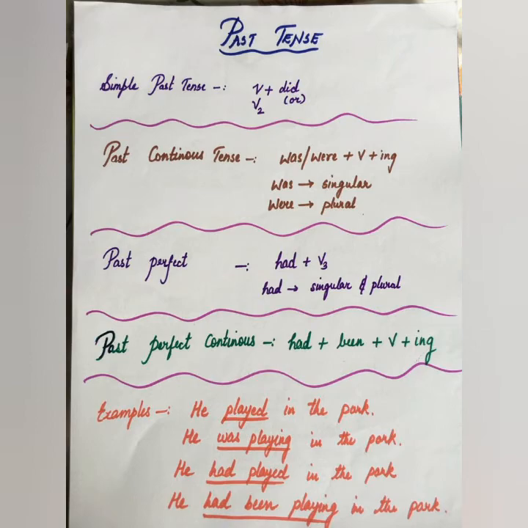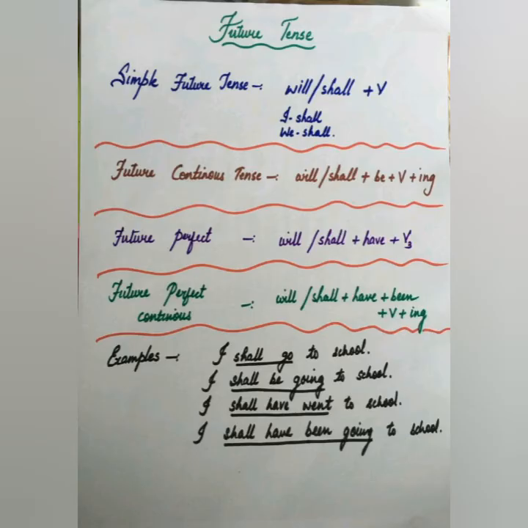Okay, students. Now let's move ahead to the future tense. First part is simple future tense. Here we have will or shall plus verb. Normal verb. No V1, V2, V3, nothing. V1 is normal verb only. I have written only V so you can understand better. So, what is the formula? Will or shall plus verb.